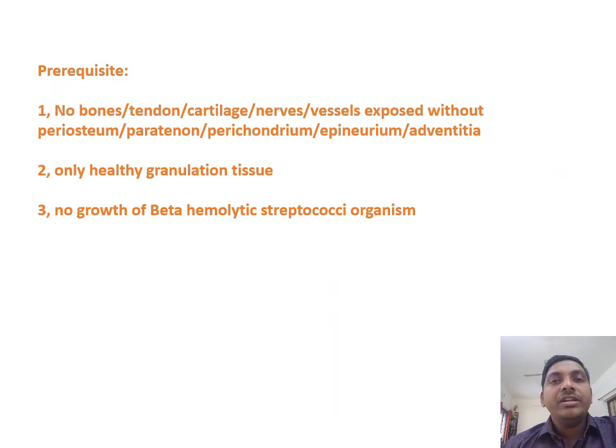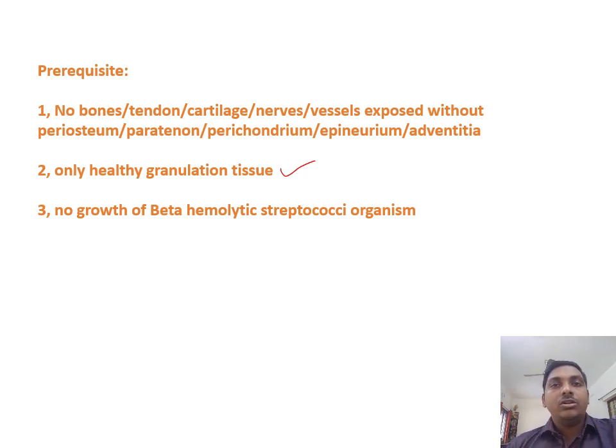So what are the prerequisites for the skin graft? First, there should be healthy granulation tissue as shown in the previous picture, and there should not be any exposed bones, tendons, cartilage or nerves. A bone without periosteum, tendon without paratenon, cartilage without perichondrium, and nerves without epineurium should not be covered with a skin graft, because the graft won't take place. Only with periosteum, paratenon and perichondrium will there be blood supply, and only then will a graft take.